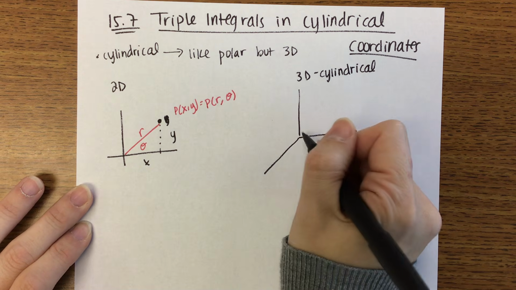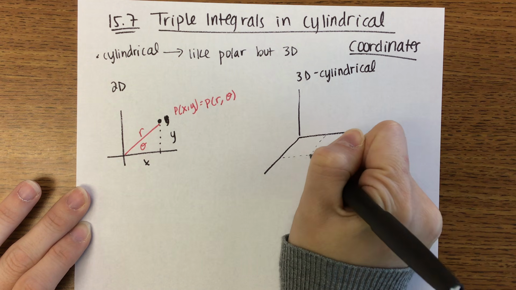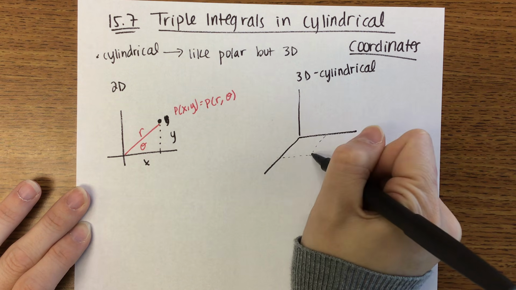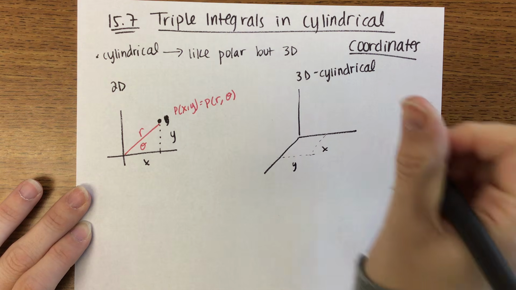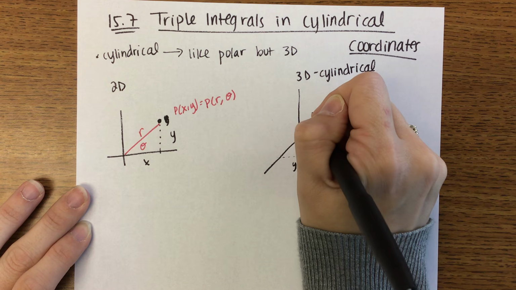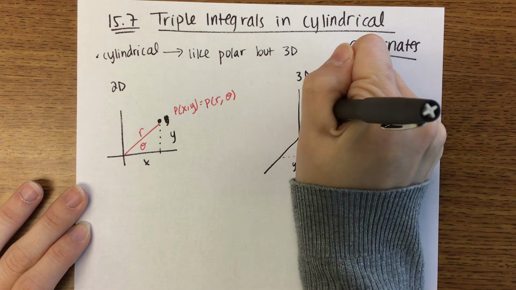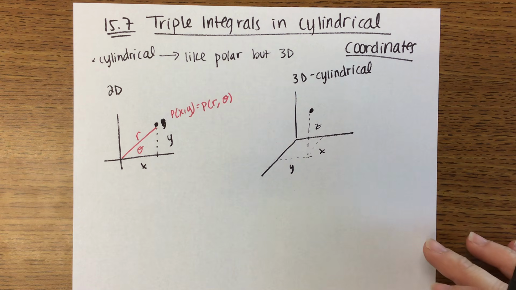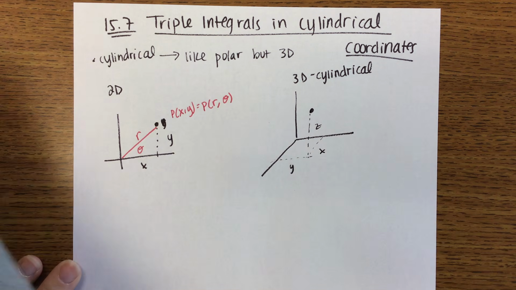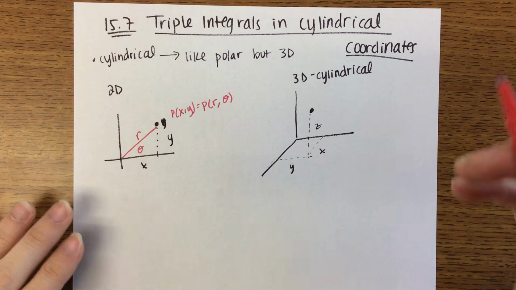Okay, so in rectangular, you would go out x, and then you would go over y, so out x over y, and then we would go up z to find some point here. So out x over y, up z. Okay, here's the idea then in cylindrical coordinates.